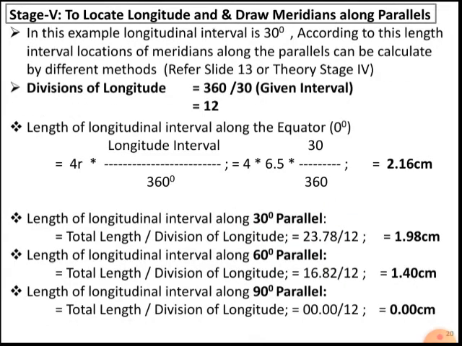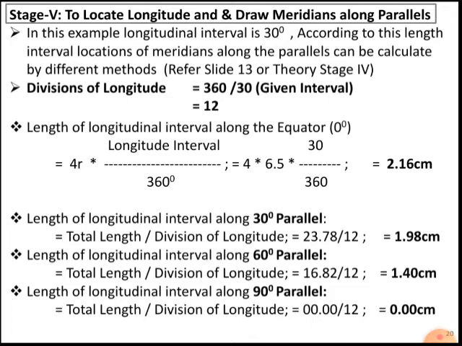After that, the most important thing, which is the last stage, is where you have to find out the longitude interval of distance from the prime meridian to both sides of the prime meridian in the eastern and western hemisphere. And we have to draw the meridians along the parallels. As we know, the interval of longitude in this example is also 30 degree. So according to this interval of the location of meridians along the parallel, we have to find out the distances.